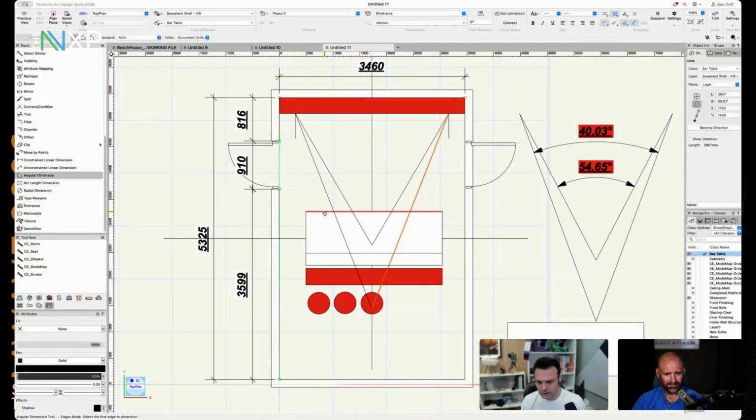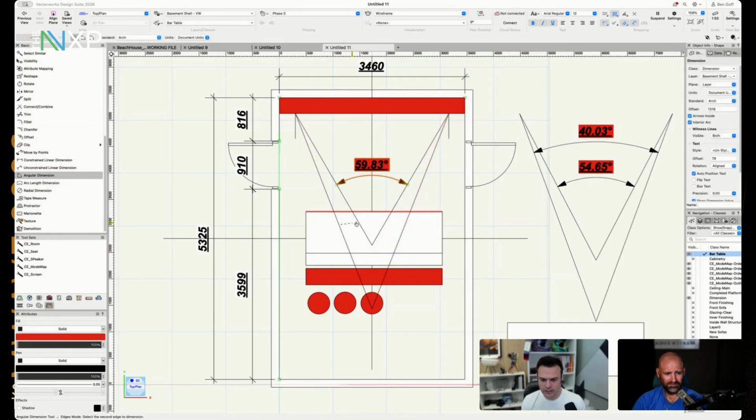So angular dimension, what have we got? 59, perfect. That's ideal. 42. So if this was my room, that's where the sofa and screen are going. That's what I would be doing. I love 60 degrees. I think 60 is lovely. I have no problem with 42.